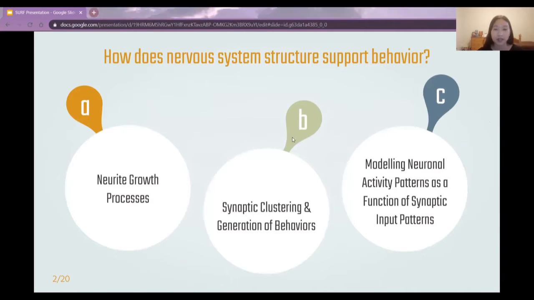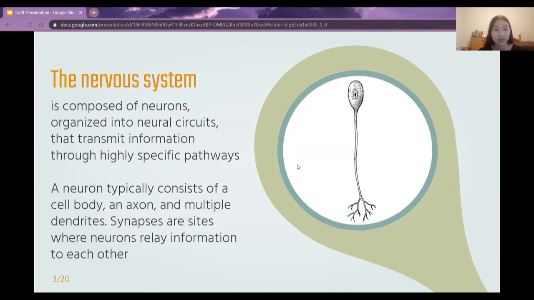Within the scope of the Wagenaar Lab, I was interested in how nervous system structure supports behavior. This covers neurite growth processes, synaptic clustering and generation behaviors, as well as modeling neuronal activity patterns as a function of synaptic input patterns. The nervous system is composed of neurons that transmit information throughout the body.